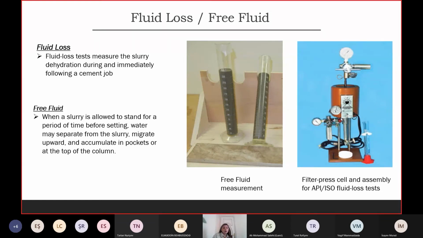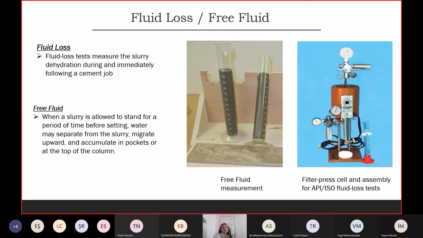Yes, fluid loss, I guess, is explained. Sometimes it is favorable, sometimes it is not at all. There are specific jobs where you need to get high fluid loss, and sometimes you need to get very low fluid loss. And when you need to reduce it, you use fluid loss control additives. Free fluid, always you want to get it zero.